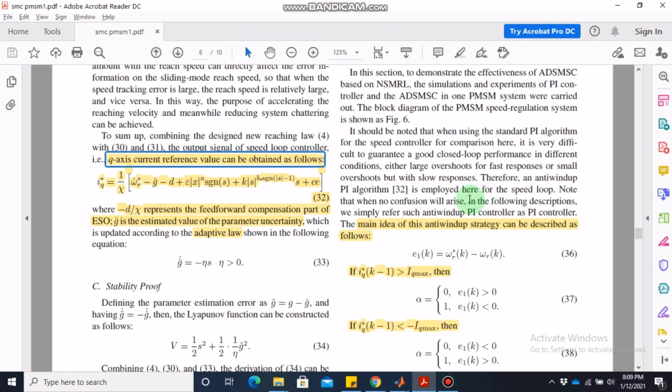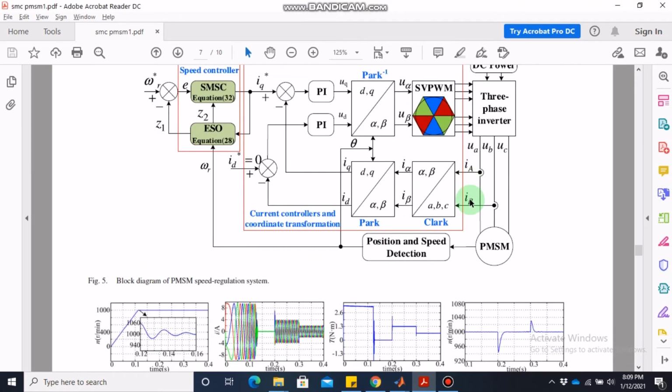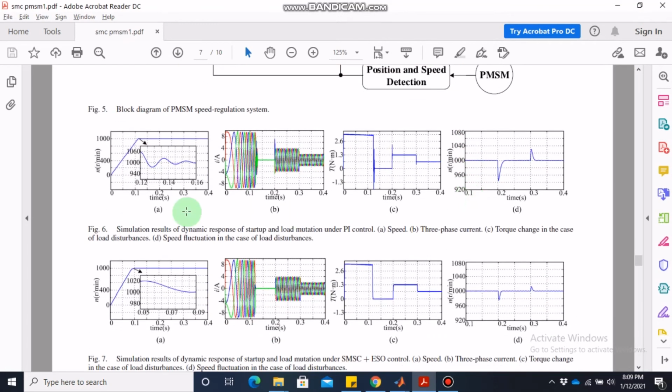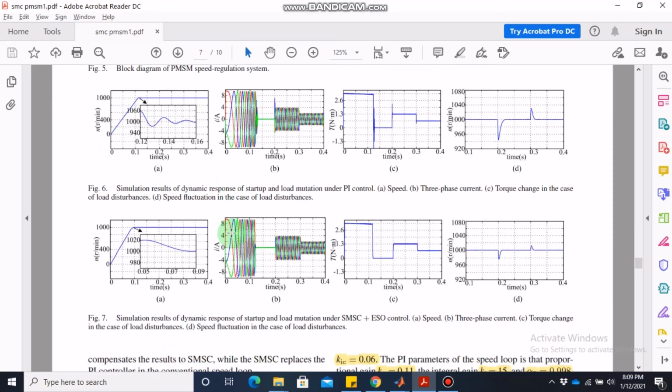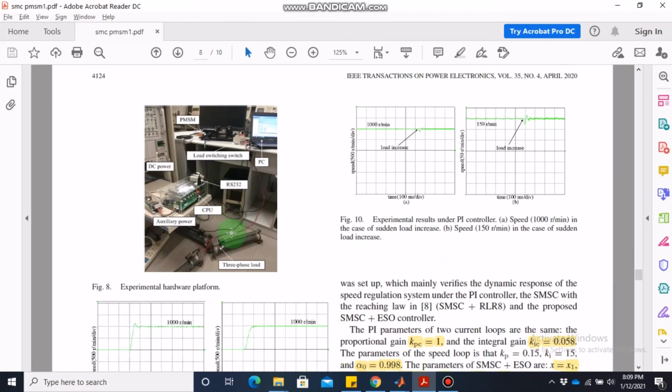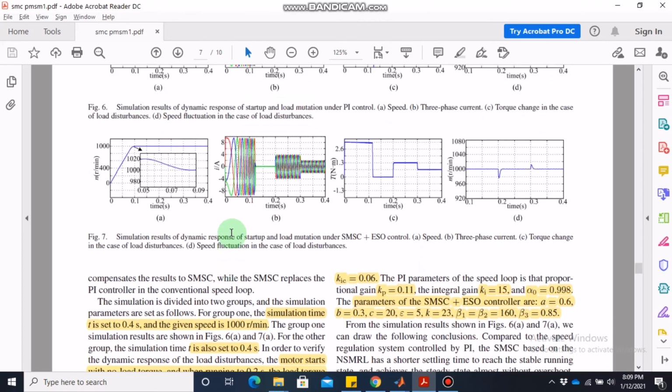If you look into their file, the velocity goes up and settles to whatever desirable value they want to achieve. Here they want to achieve 1000 rpm. And these are the values of the currents. So you can also plot values of the currents here.